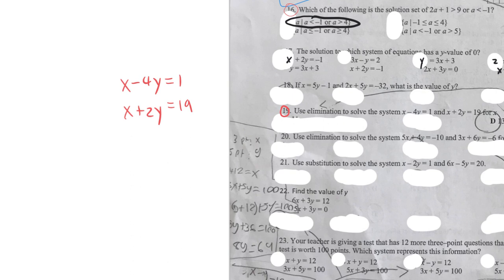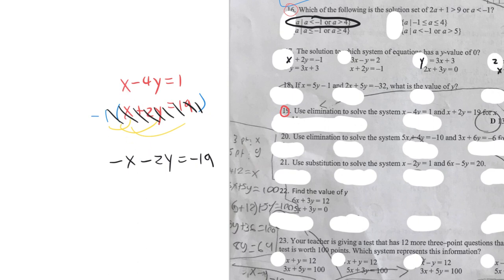Okay, looking at problem number 19, use elimination to solve that system. Well, the system is x minus 4y equals 1, and then we have x plus 2y equals 19. If we use elimination, we could multiply this by negative 1, because what that would turn it into, after distributing, is a new equation: negative x minus 2y equals negative 19. We can actually kind of forget this one now. And then all you have to do is add the top one to the bottom one.